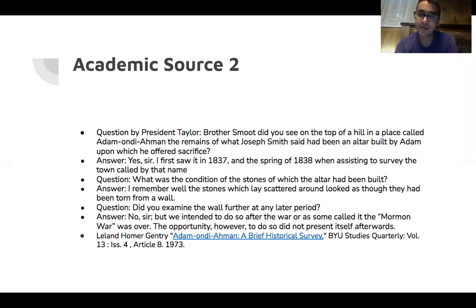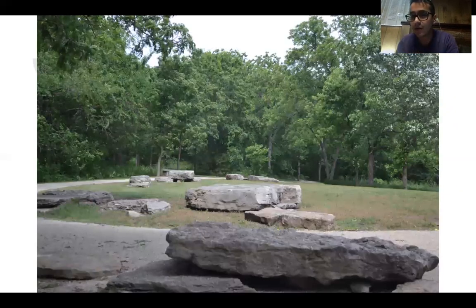He said, "Did you examine the wall further at any later period?" And he says, "No, we intended to do so, but after the war, or what some call the Mormon War, was over, the opportunity to do so never presented itself afterwards." So basically they were kicked out of Missouri again with the extermination order, and they never got to go back. So we have no idea where that went. Here's a picture that I found on Google. That might be it. Who knows?